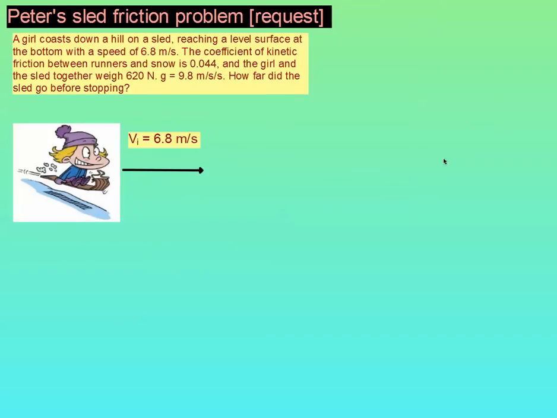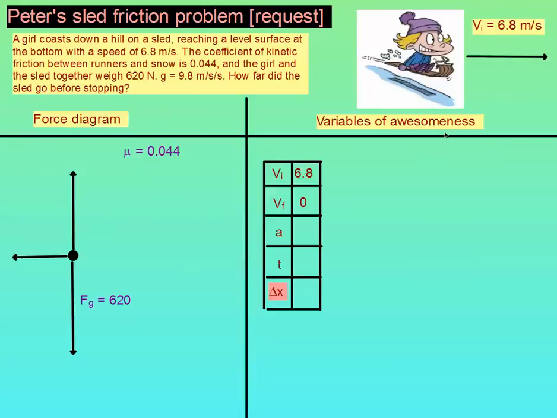So in order to solve this problem, we're basically going to need to have two different big things here. A force diagram and our variables of awesomeness. With those things, we should be able to fill in the gaps for the information that we don't know and organize the information that we do know.